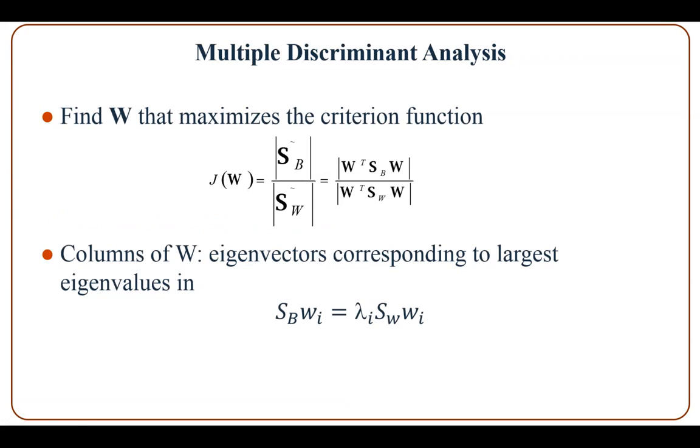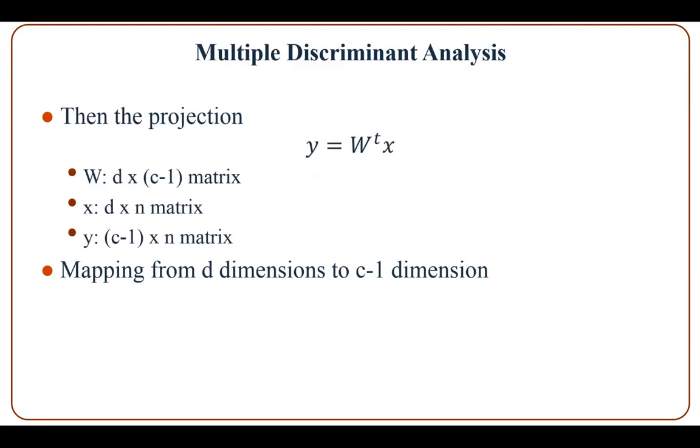And this is the optimization problem. The matrix W that maximizes the function has columns that are the eigenvectors corresponding to the largest eigenvalues. Then the projection of the original points X using W would map the data from D dimensions to C minus 1 dimensions.